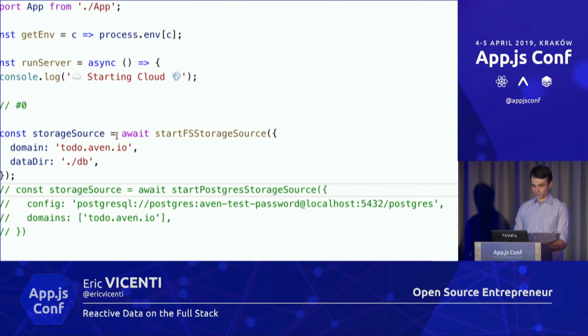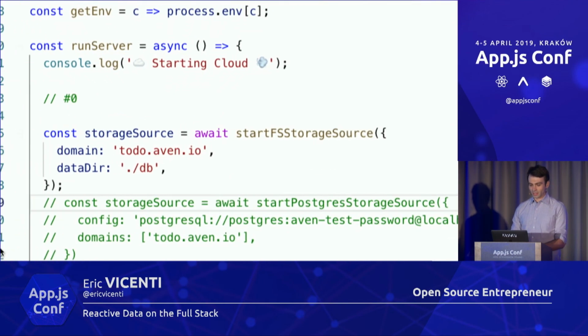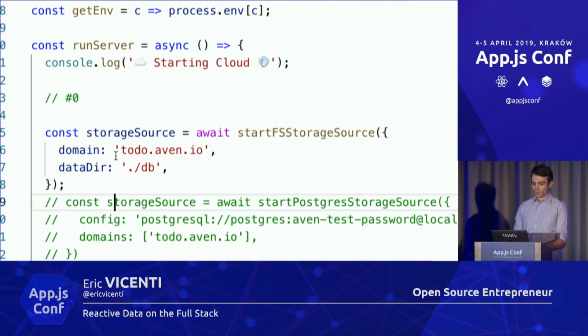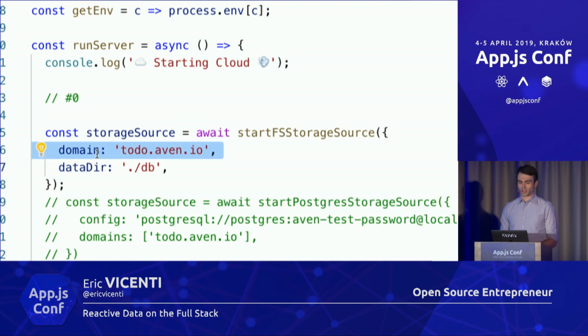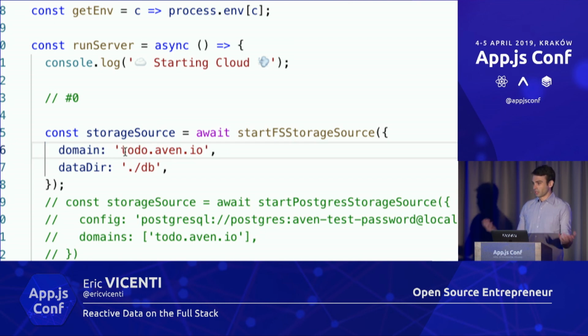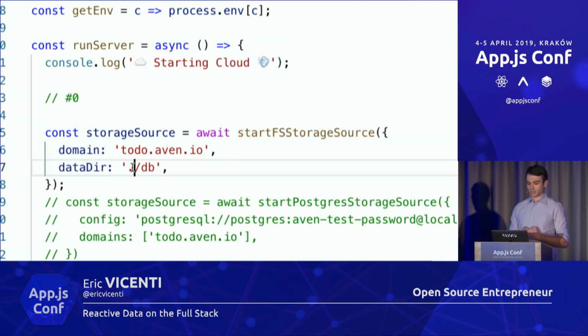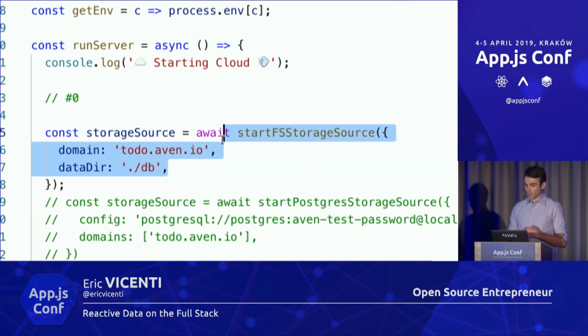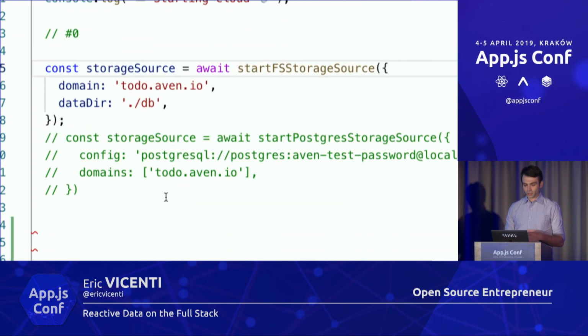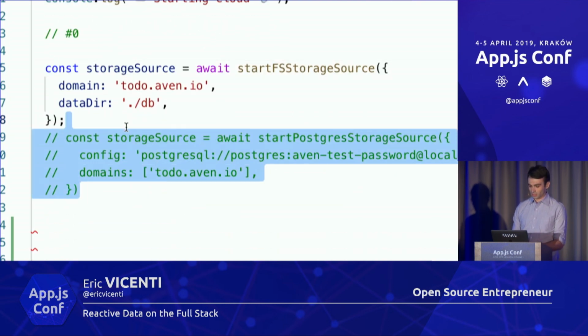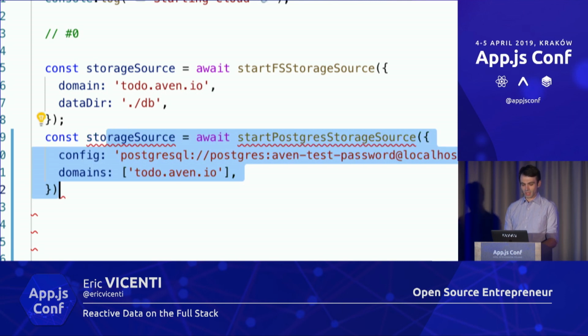I can show you what it's like to create a storage source. Here we're creating a file system-based storage source. We're setting up a domain because I'm kind of prematurely optimizing for multi-tenancy. But in this case, the domain is what you'd expect. It's just like the big bucket for all of your data and all of your users and everything. So here we're going to create a file system-based storage source. We have to wait for it to start up. Here we could also potentially connect to a Postgres storage source, and we would wait for it to connect. And Postgres storage sources support multiple domains.